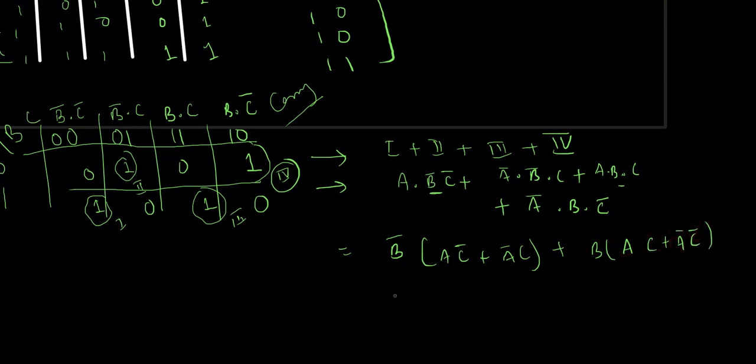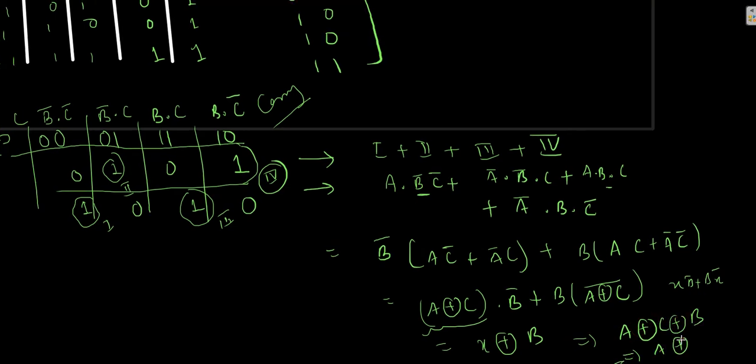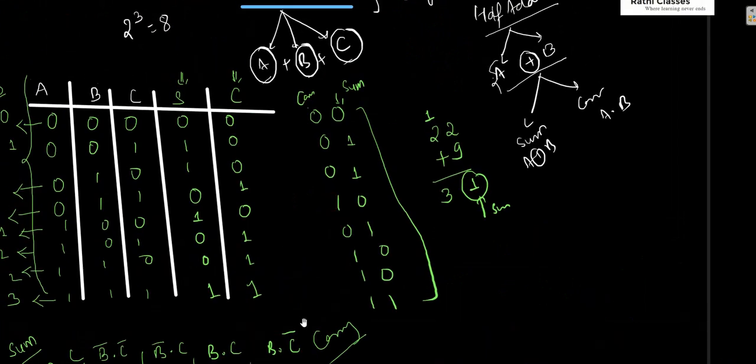So what is A C bar plus A bar C? It's nothing but A XOR C dot B bar plus B A XOR C. So the result is, say this is X, this is X B bar plus B X bar. The result is nothing but X XOR B. But in this case our X was A XOR C. So my final result is A XOR B XOR C. This is the output for sum. Sum is nothing but the result which we obtained, A XOR B XOR C.